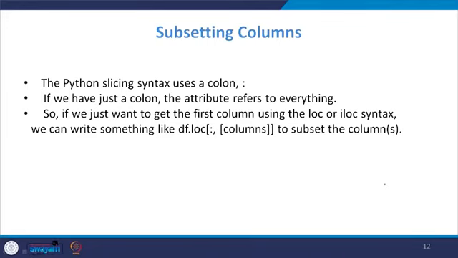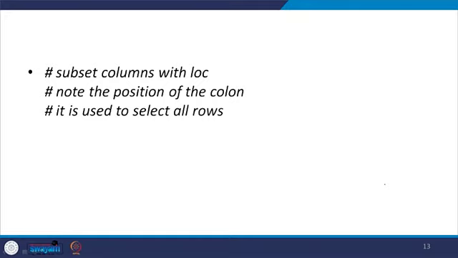So far we have seen subsetting rows, now we will see subsetting columns. The Python slicing syntax uses a colon. Colon represents all the rows. If you have just a colon, the attribute refers to everything. So if we just want to get the first column using loc or iloc syntax, we can write something like df.loc[:, ...], colon in square bracket, colon comma, and then which column we need to refer to subset the columns. The next slide I am going to show that we are going to subset the columns with loc. Note the position of the colon, it is used to select all rows.